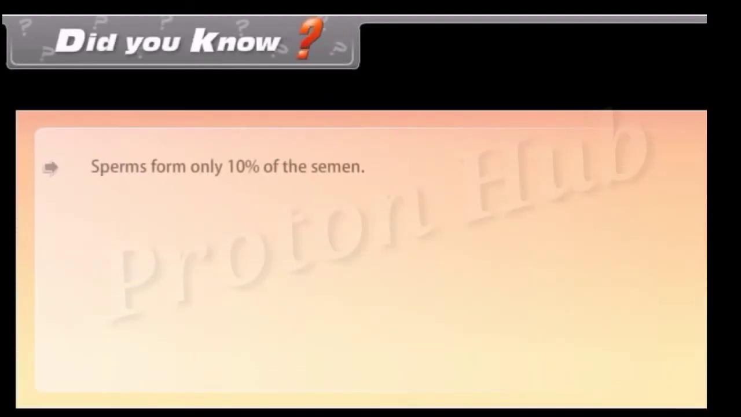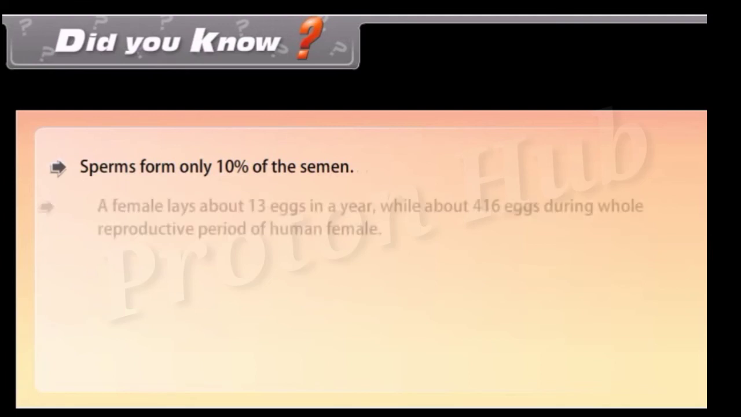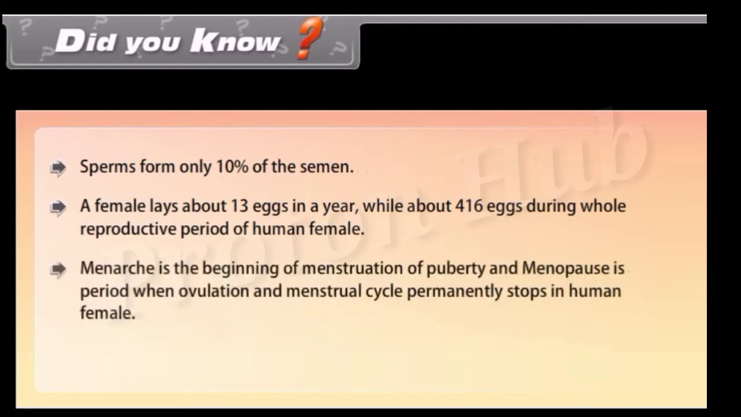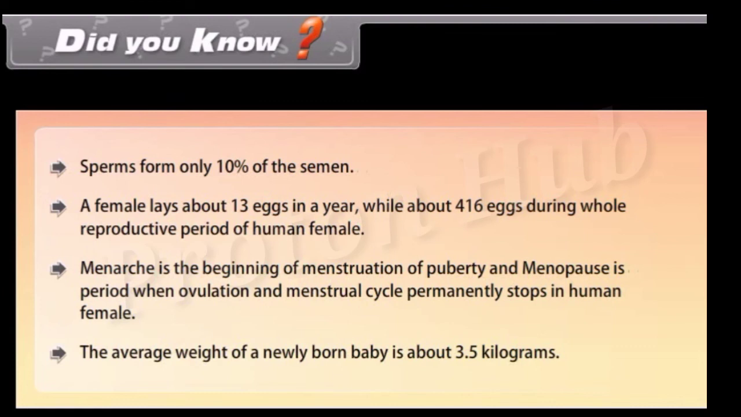Did you know the sperms form only 10% of the semen? A female lays about 13 eggs in a year, while about 416 eggs during whole reproductive period of human female. Menarche is the beginning of menstruation at puberty, and menopause is the period when ovulation and menstrual cycle permanently stop in human female. The average weight of a newly born baby is about 3.5 kilograms.